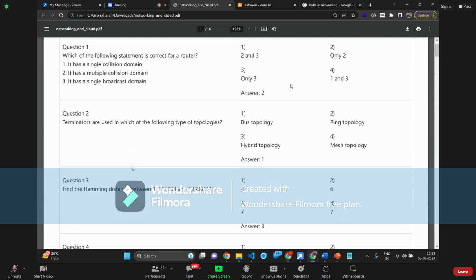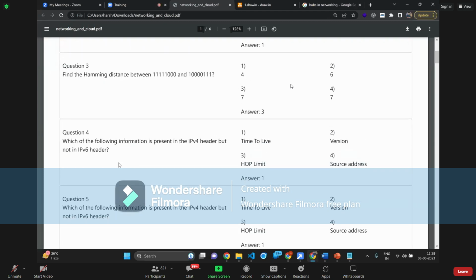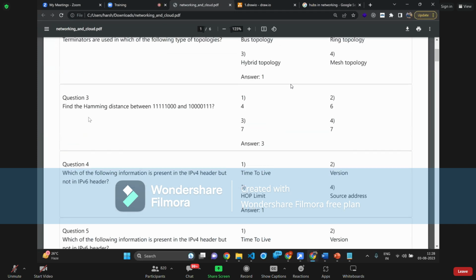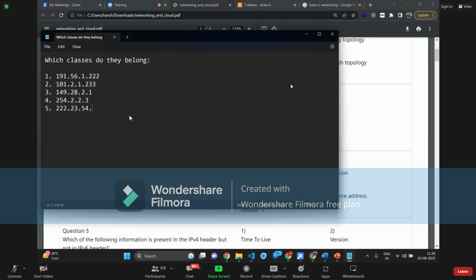Okay, all right. So now that we are completed with V4 and V6 headers, next question we have is something called Hamming distance. Now this is also a generic question that occurs in Accenture. What happens is he generally asks what Hamming distance is. Now, how do I explain Hamming distance? I'll give you an example.